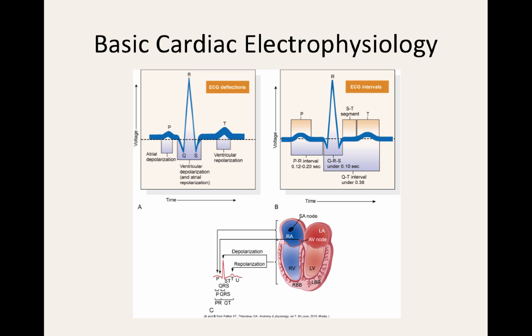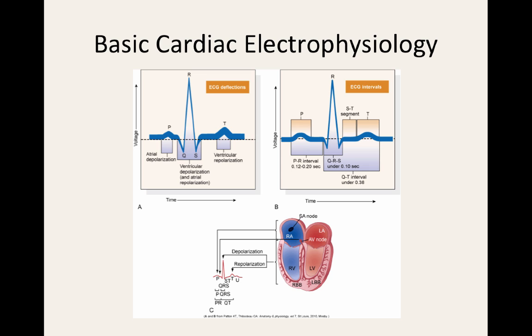So once the AV node gets the electrical impulse, the AV node sends that impulse down the bundle of His, which are considered your AV bundles or your atrioventricular bundles, down the septal walls to the right and left bundle branches and out to the Purkinje fibers. So it takes a lot longer time to depolarize the ventricles.